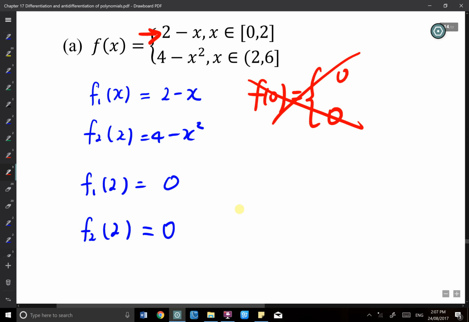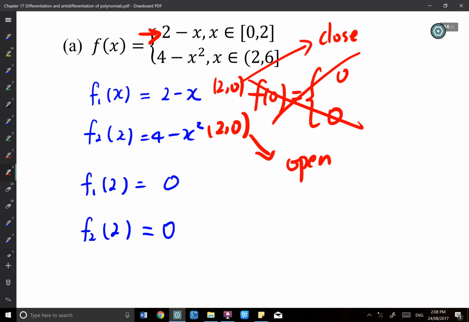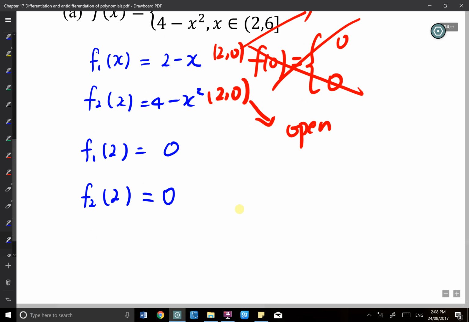Okay, so for the coordinates, for this one it's (2, 0). For this one it's (2, 0) as well. Okay, for this one is a closed circle. For that one is an open circle. Are they connected? Yeah. At (2, 0) there is a closed circle and an open circle at the same point. It is connected.